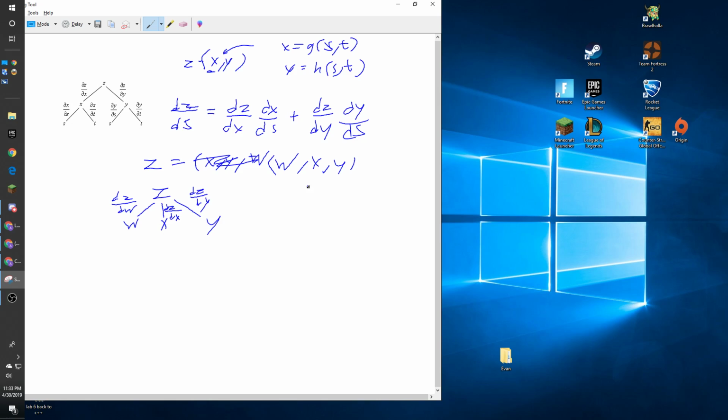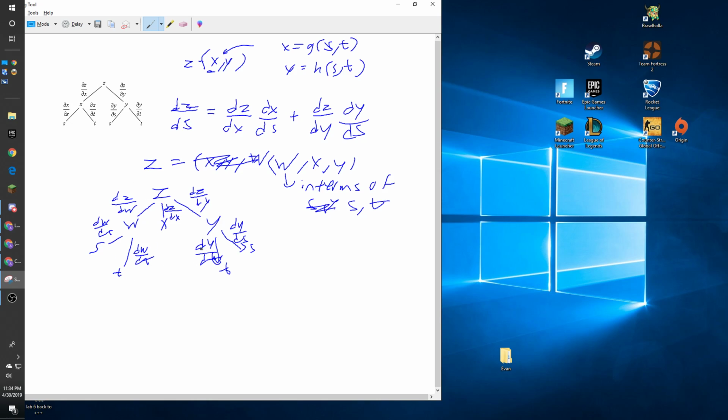And then w is going to be in terms of s and t. They're all going to be in terms of s and t. So from w I have s and I have t, so I have dw/ds, dw/dt. Same with x, and with y: dy/ds, dy/dt. Okay, so that's the chain rule.